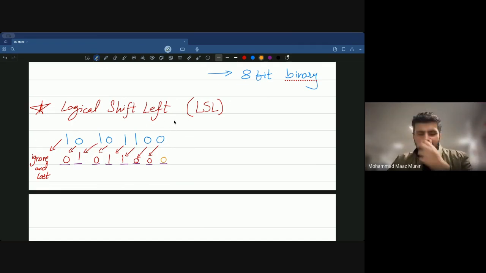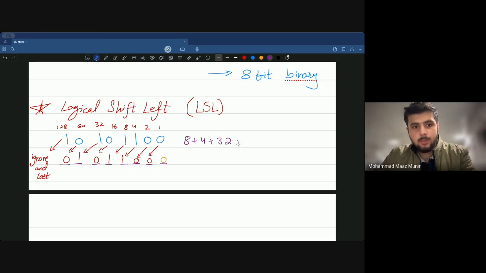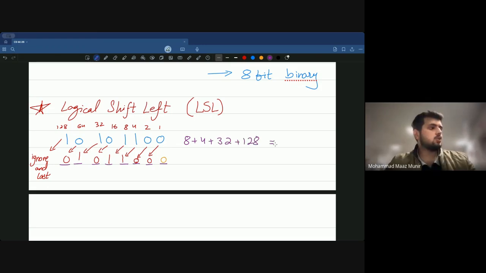Now, coming to why we performed this. The purpose is that if I calculate the above original binary's denary value, let's calculate it. It's going to be 1, 2, 4, 8, 16, 32, 64, and 128. If I count all those where we have a 1, it's going to be 8 plus 4 plus 32 plus 128. You guys could do it quickly, but we don't have time, so I'm going to do it through the calculator. 8 plus 4 plus 32 plus 128 is 172.